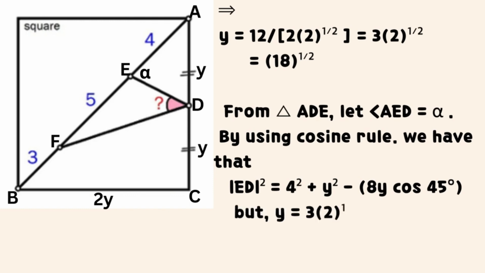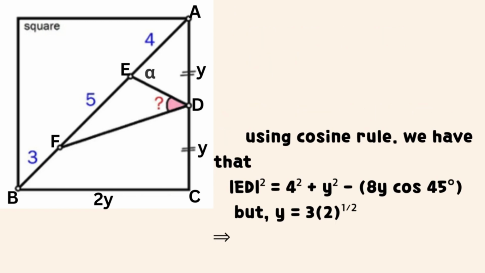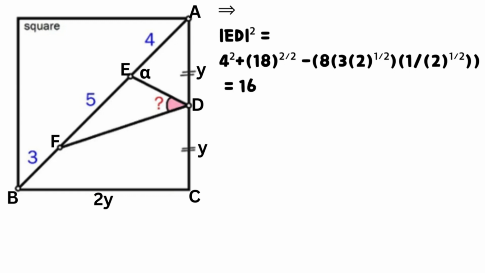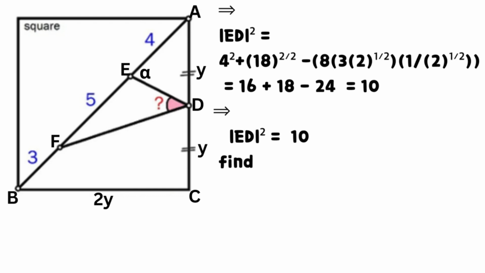By using the cosine rule, we have that the square of line ED equals the sum of the square of 4 and the square of y minus the product of 8 times y times cosine 45 degrees. But y equals the product of 3 and the square root of 2. Thus, after substitution and simplification, we have that the square of ED equals the sum of 16 and 18 minus 24, which equals 10.